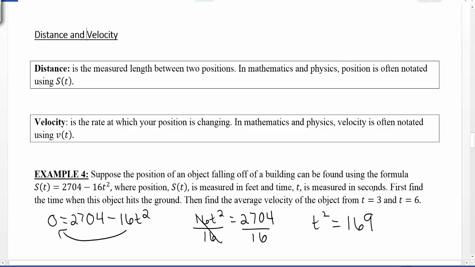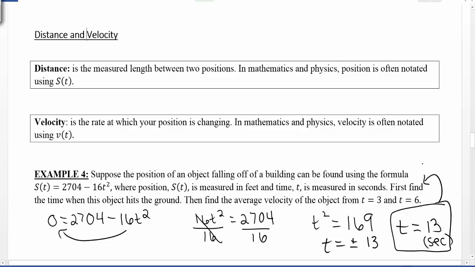If we take the square root of both sides, we get t equals plus or minus 13. Remembering that t represents time measured in seconds, time equals negative 13 doesn't make sense. So we know here that we must be looking for the positive root. So t equals 13. So after 13 seconds, the position will be 0, meaning that this object has hit the ground. So t equals 13, and underneath it, I'm just going to notate that that is in seconds. So that's the answer to our first question: find when this object hits the ground.